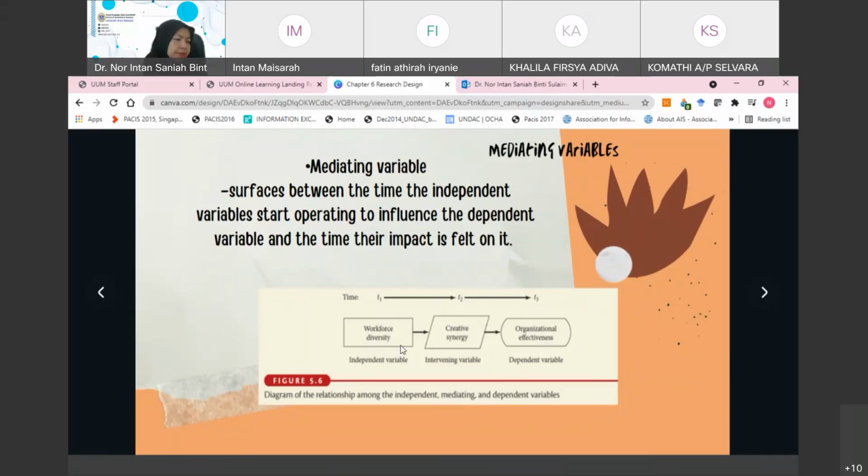So it could have moderating and mediating, as well as intervening variables in the diagram. Managerial expertise also plays a role. This one is not shown here, but it is on page 76, where you can see it.